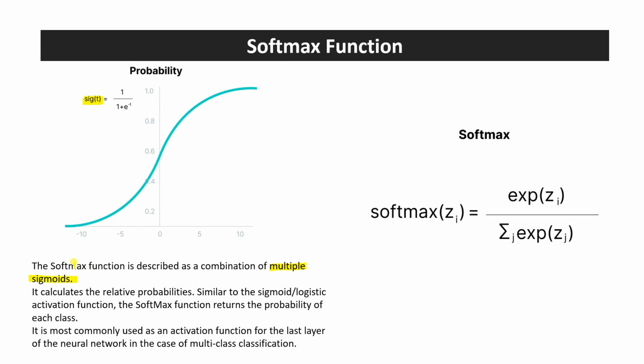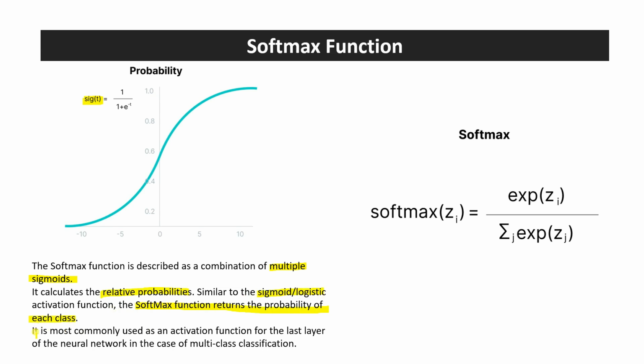So you can use the sigmoid activation function in the last layer for binary classification, but you use the Softmax for multi-class classification. Why don't I use the sigmoid here? That's a rule of thumb: if you have multi-class classification, you can use the Softmax. If you have binary classification, you can use the Sigmoid. It calculates the relative probabilities, similar to the Sigmoid or the logistic activation function. The Softmax function returns the probability of each class.